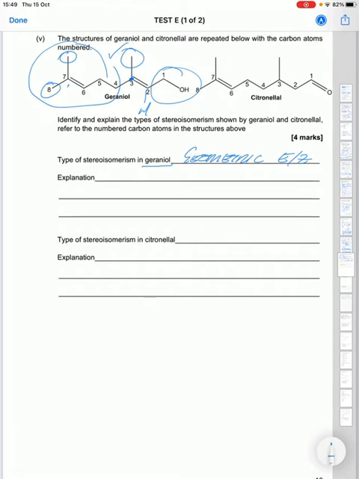Explanation: for each carbon of the carbon-carbon double bond, and I'm just going to put carbon 2 and carbon 3, have two different groups attached. And of course it's not just that, the carbon-carbon double bond doesn't allow free rotation.